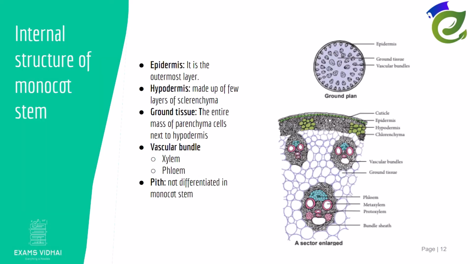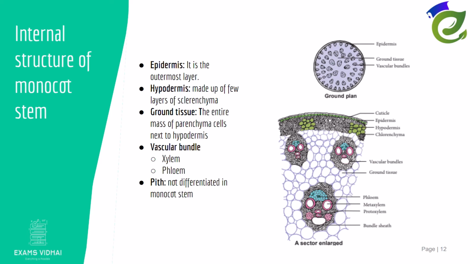So coming to the internal structure of a monocot stem, the outermost layer is called the epidermis. It is made up of single layer of parenchyma cells. Multicellular hairs are absent, and the stomata are also less in number. The layer next to the epidermis, which is the second layer, is called the hypodermis. It is made up of few layers of sclerenchyma cells interrupted by chlorenchyma cells.